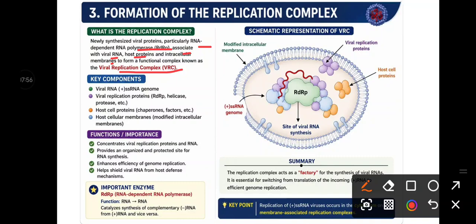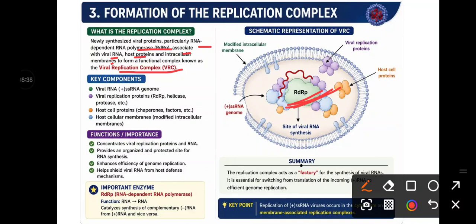The most important thing is RdRp, RNA dependent RNA polymerase. Why is it called RNA dependent RNA polymerase? Because the template used for production or multiplication of RNA is RNA only. This enzyme uses single stranded RNA for polymerization of RNA. That's why it is known as RNA dependent RNA polymerase.